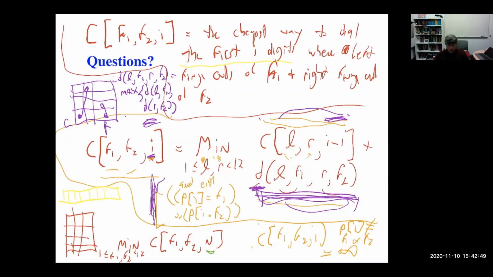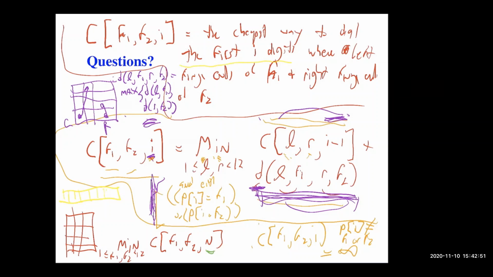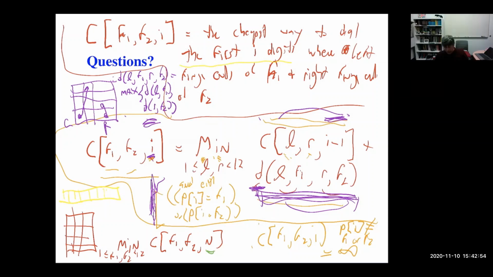Here I've got a phone number that I'm dialing. And i is going to be the number of digits dialed. If I want to dial the first i digits of my phone number, at the end of it, I've dialed the first i phone digits and my fingers are on F1 and F2.